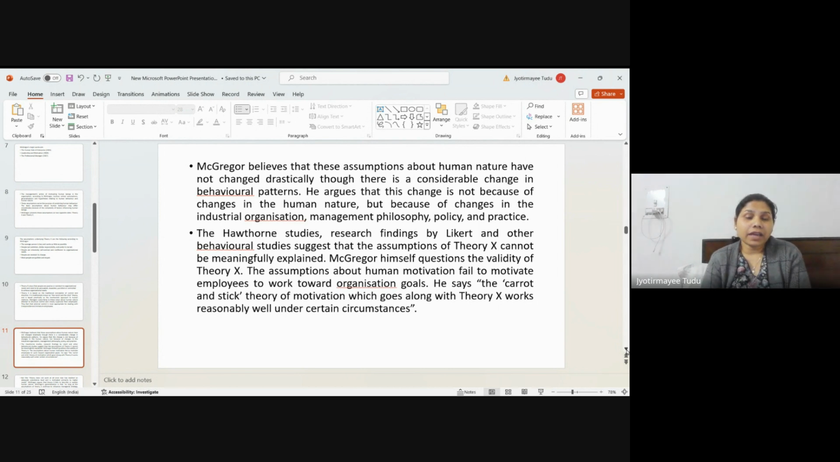So that explanation may vary. But like the way I have discussed, that I am there does not mean it would be taken as a good thing that I realized and I am there. Rather, I realized that I need to be there because the organization itself may question me. In that way, the validity of theory X needs to be examined properly. The assumptions about human motivation fail to motivate employees to work towards organizational goals. He says the carrot and stick theory of motivation, which goes along with theory X, works reasonably well under certain circumstances. So its universal applicability has been debated among behavioral theorists.